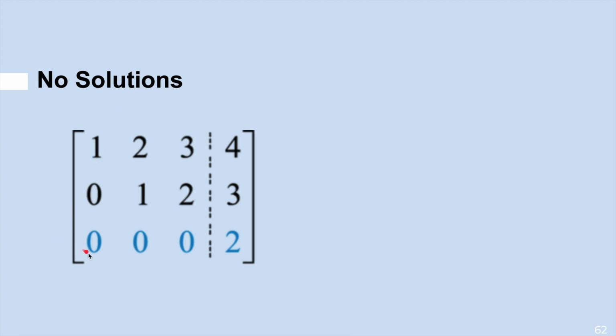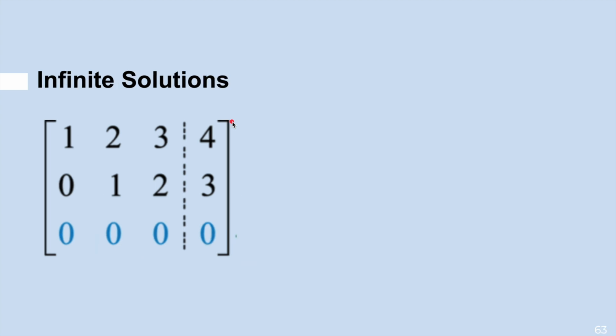So in this row, we see that we have 0x plus 0y plus 0z is equal to 2. Now, because this is not possible, it means this entire matrix is invalid and there are no solutions to it. Now, the last one is an infinite amount of solutions. So this happens when we only have 2 rows left at the end, but we have 3 variables.